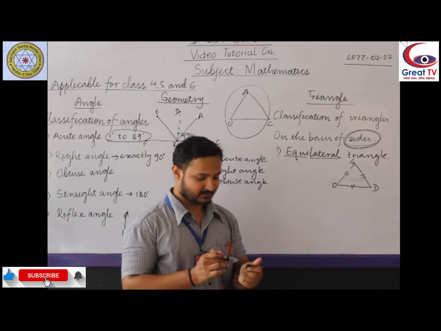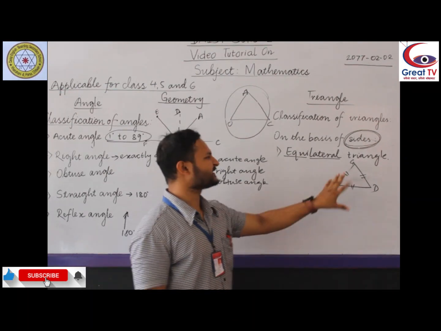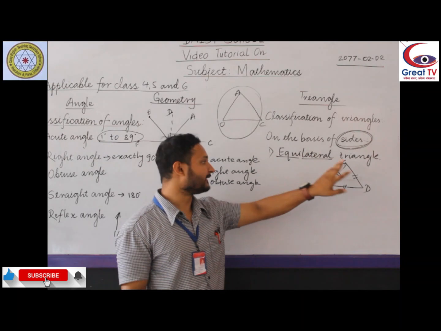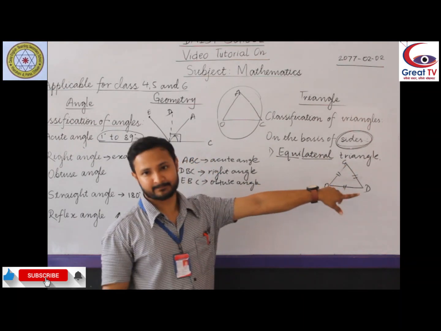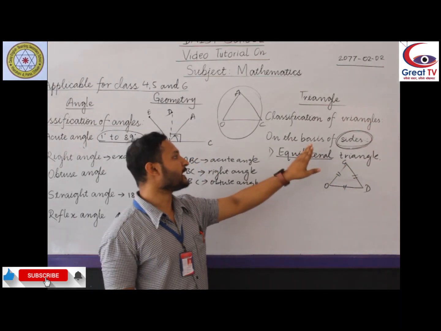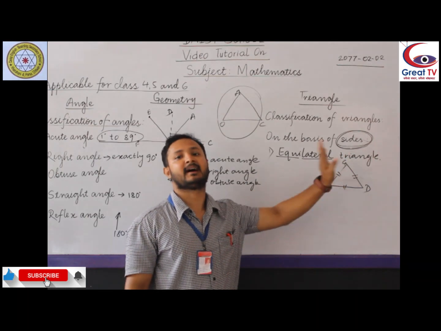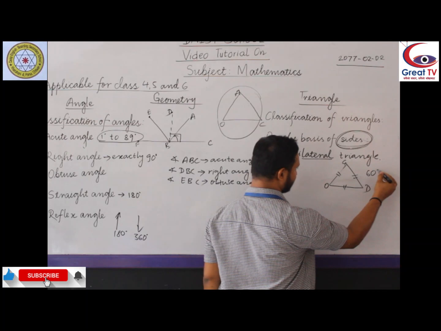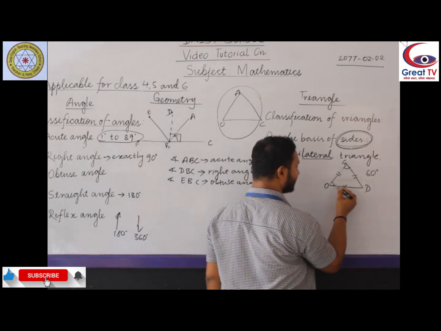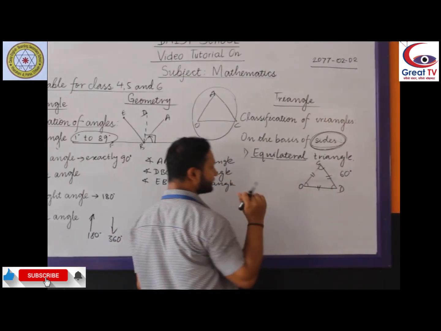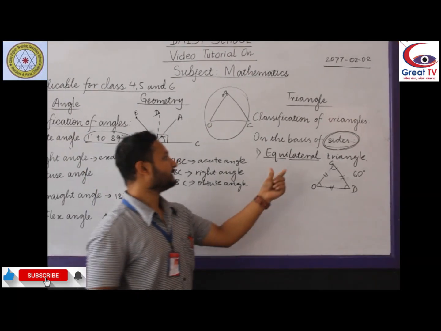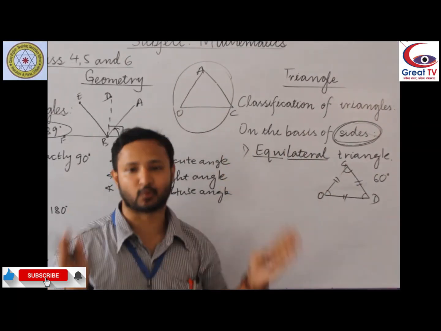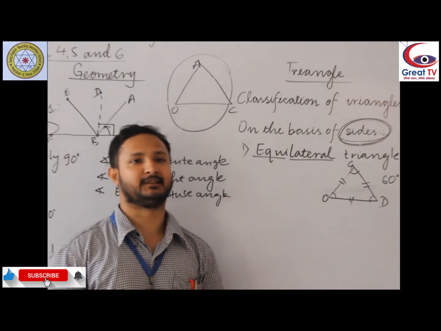One thing, it is useful for class 6, 7 and 8 and higher classes. One thing, that is all the angles of equilateral triangles are equal, and that is 60 degrees. Okay? This angle, and this angle. All the angles inside an equilateral triangle are always equal and always 60 degrees.